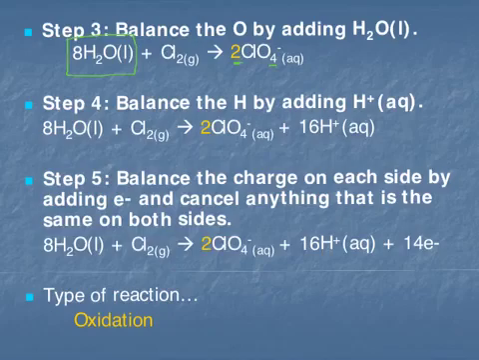Next, we're going to balance out the hydrogens. By adding the 8 waters, we added 16 atoms of hydrogen. To balance that out, we're going to need to add 16 H pluses on our product side.